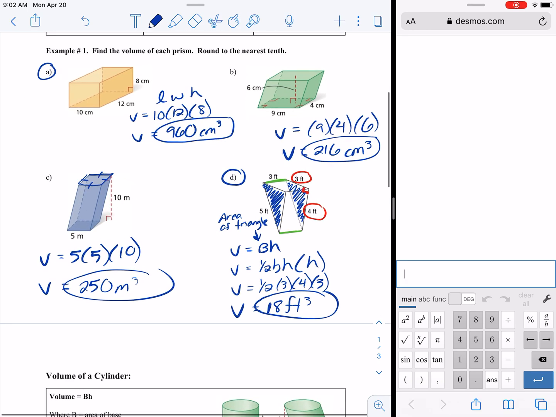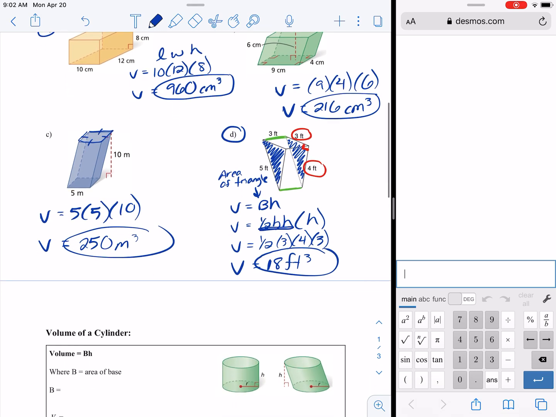Okay. So for a prism, the area of the base, if it's a rectangle or a quadrilateral, is base times height. And then if it's a triangle, that's 1/2 base times height, and then multiply by the height of the prism.